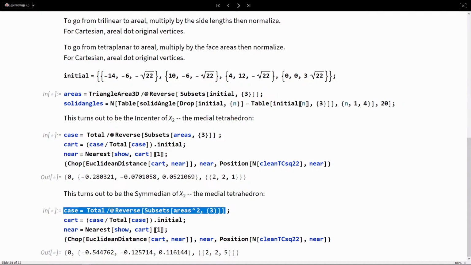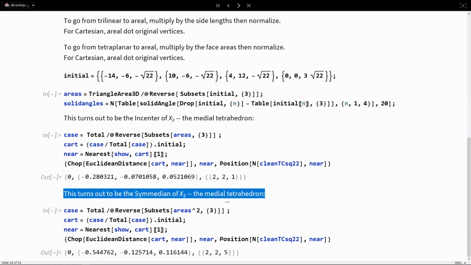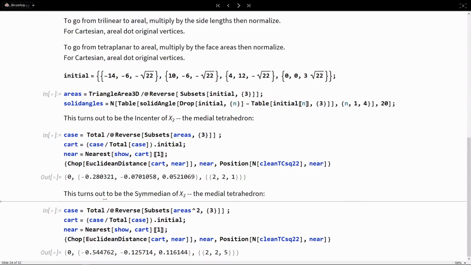And here's another formula I came up with that worked. I took the areas squared and the subsets, and it turns out to be the Symmedian of the x2 point, the medial tetrahedron. But I also tried about 50 other things and none of them worked. It turns out it's hard to come up with a formula that corresponds to some of these 100,000 or so points.